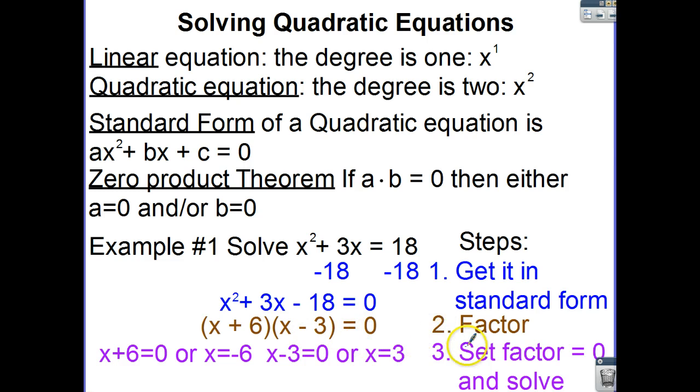And then step number 3 is you set your factors equal to 0 and solve. Remember, we have the zero product theorem that says if we have a multiplication problem, that's what we're looking at right here. We have two parentheses next to each other. Multiplication is implied, so what we do is we take the individual factors, x plus 6, set it equal to 0. Well, you subtract 6 from both sides and you get x is equal to negative 6. That's one answer. And then you take this other factor, x minus 3, and you set it equal to 0. And of course, when you solve that, you get x is equal to 3. And those are our solutions.